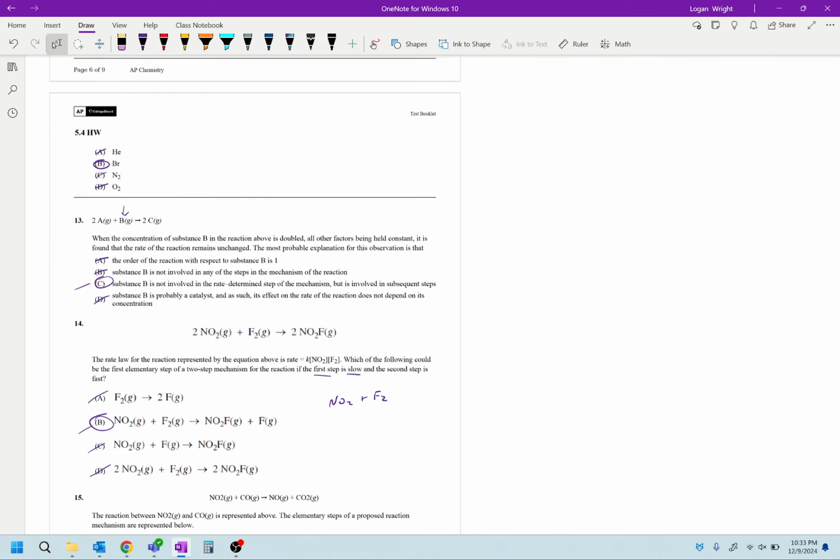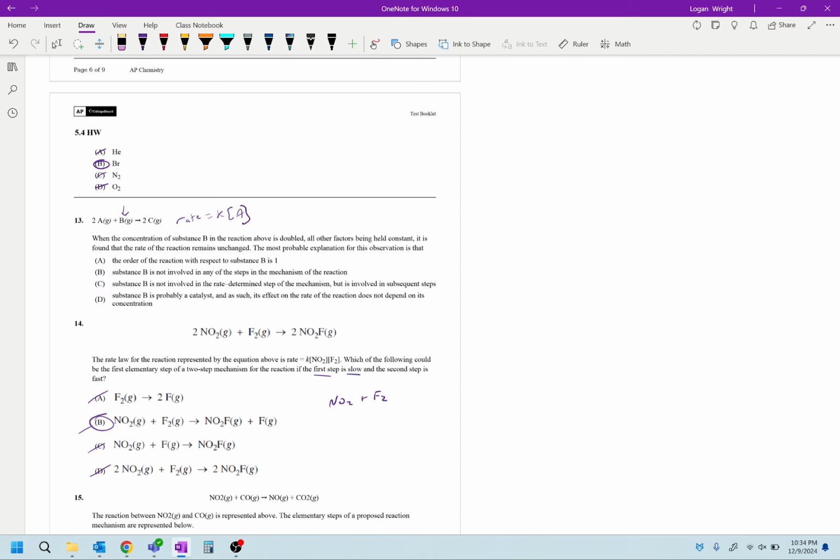Number 13. When the concentration of substance B in the reaction above is doubled, all other factors being held constant, it is found that the rate of reaction remains unchanged. The most probable explanation for this observation is what? So it says substance B, the concentration has no effect on the final rate. So you could say probably the rate would be K times A, or maybe K times A squared, but B is not involved. So why would that be?